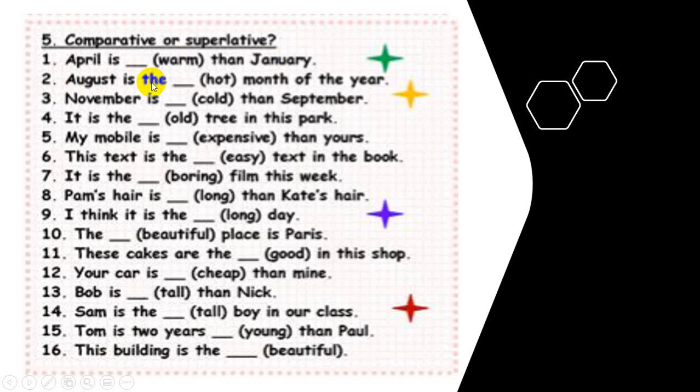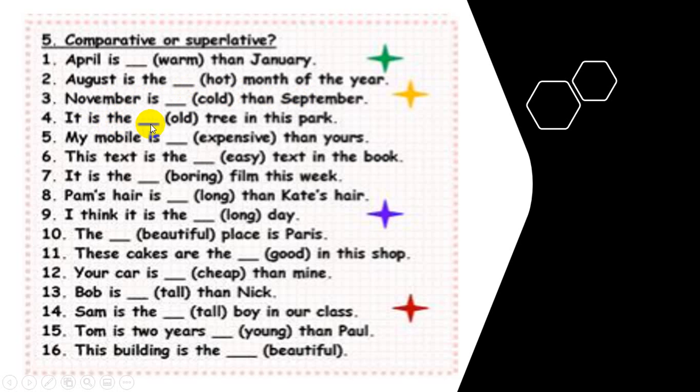Number 2, August is the ___ month of the year. Excellent. We have here, we compare between August and the months of the year. So the hottest. August is the hottest. Number 3, November is ___ than September. Good job. November is colder than September.